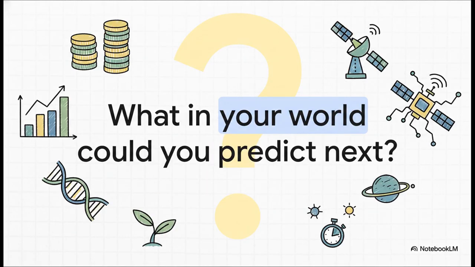So today you've learned a really important skill, how to look at a pattern of multiplicative change and write the function that describes it. And this isn't just for math class. This applies to finance, biology, technology, so many things. So I'll just leave you with this question. Now that you know how to model growth and decay, what's something in your world that you could predict next?